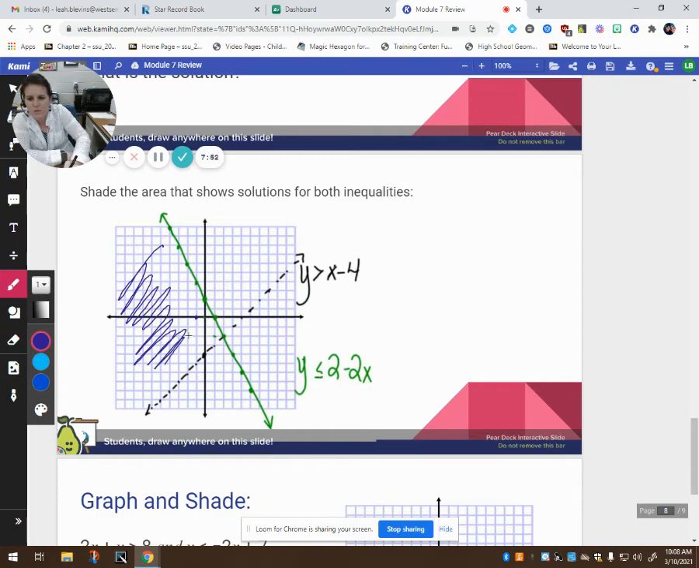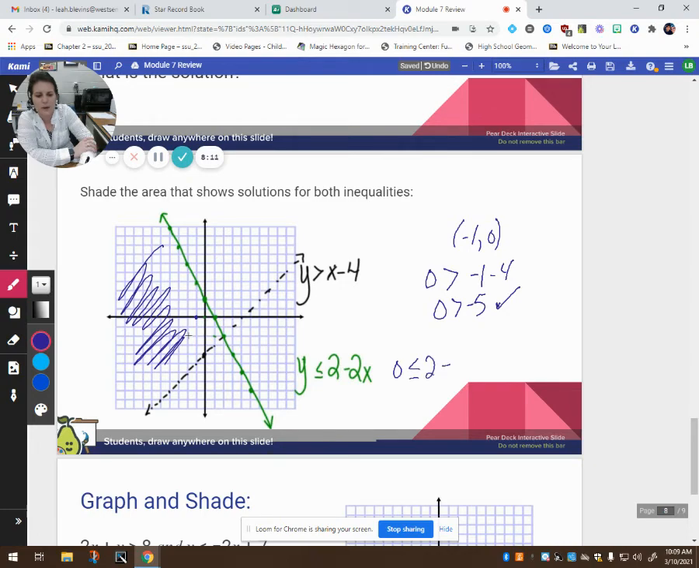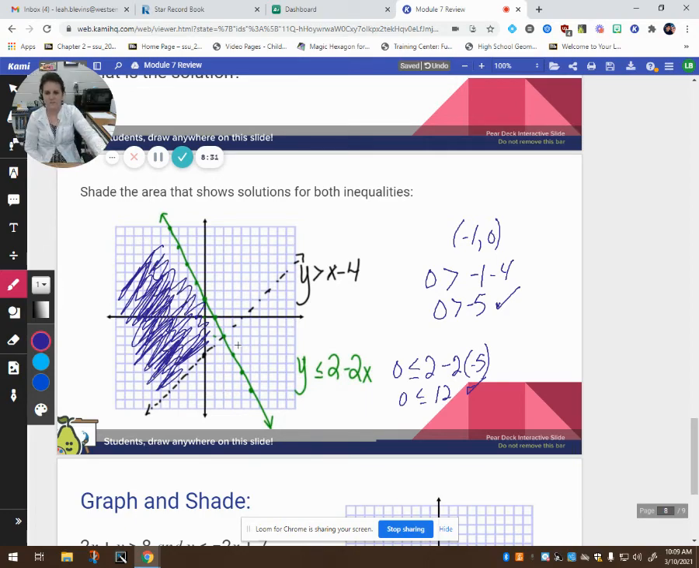Let's just do negative 1, 0. It should be true for both inequalities. Is 0 greater than negative 1 take away 4? Well, negative 1 take away 4 is negative 5. Is 0 greater than a negative 5? Sure is. Let's try it here. Is 0 less than or equal to 2 minus 2 times negative 5? Negative 2 times negative 5 is a positive 10. 10 plus 2 is 12. Is 0 less than or equal to 12? Yes, it is. So I know that I shaded the correct region because I shaded the part that included that point that works for both inequalities.